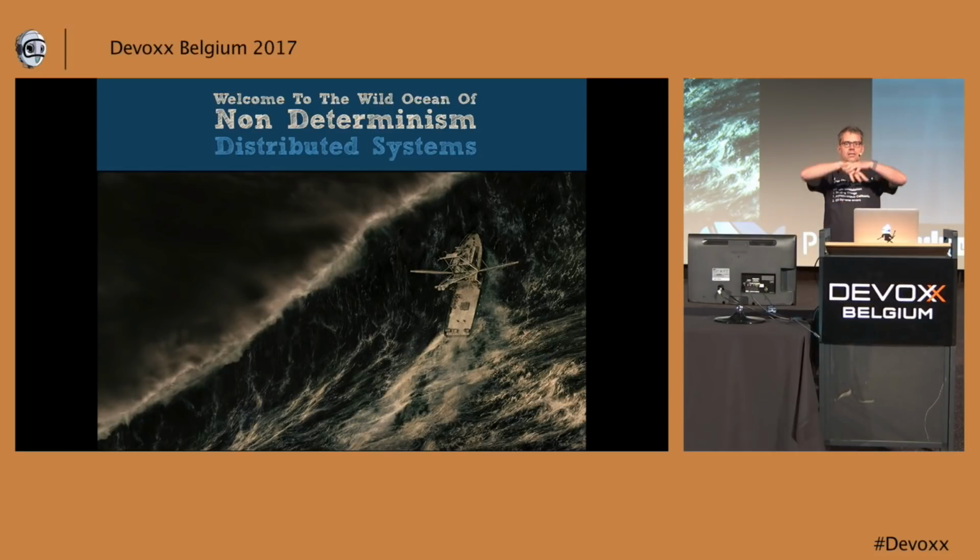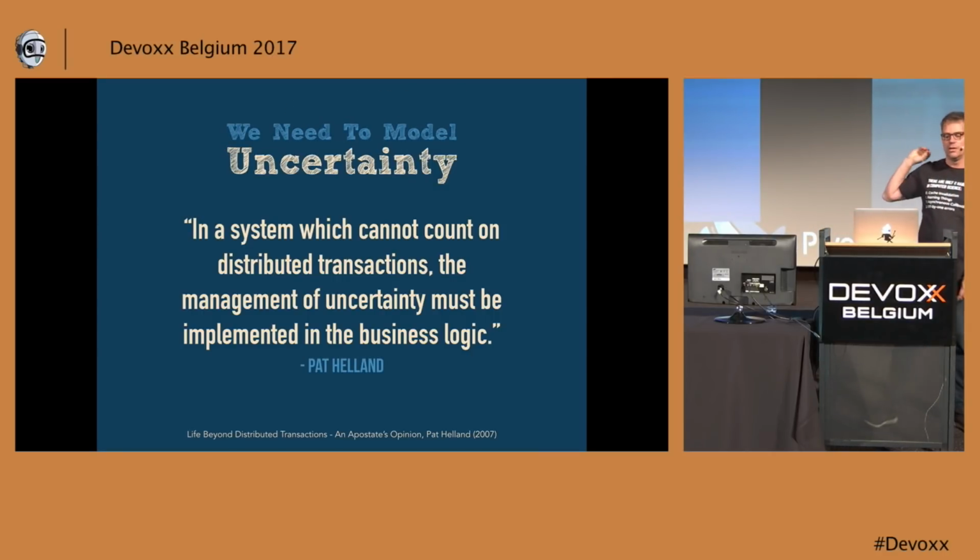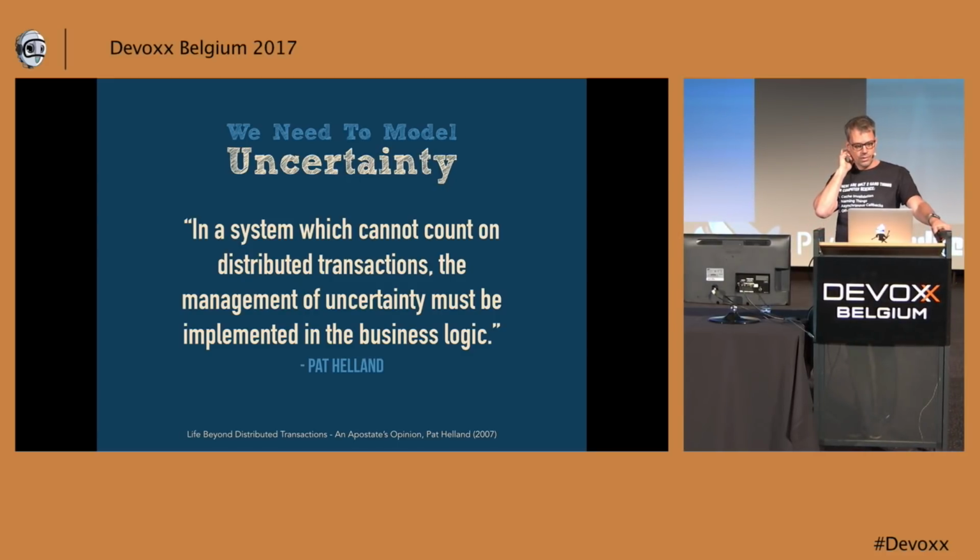And when we exit this safe zone of our components, we enter a wild ocean of non-determinism. That's the world of distributed systems. And distributed systems are hard. It's the world where systems fail in the most spectacular ways, where messages are dropped, reordered, where failure detection is nothing but a guessing game. But it's also the world that gives us solutions for things like resilience and scalability and autonomy. But to stay sane in this world, we need a way to model uncertainty. Pat Helland once said that in a system which cannot count on distributed transactions, the management of this uncertainty must be implemented in the business logic. So we need a way of modeling the space between the services, not just the things within the service. Not try to hide it, but make it explicit.